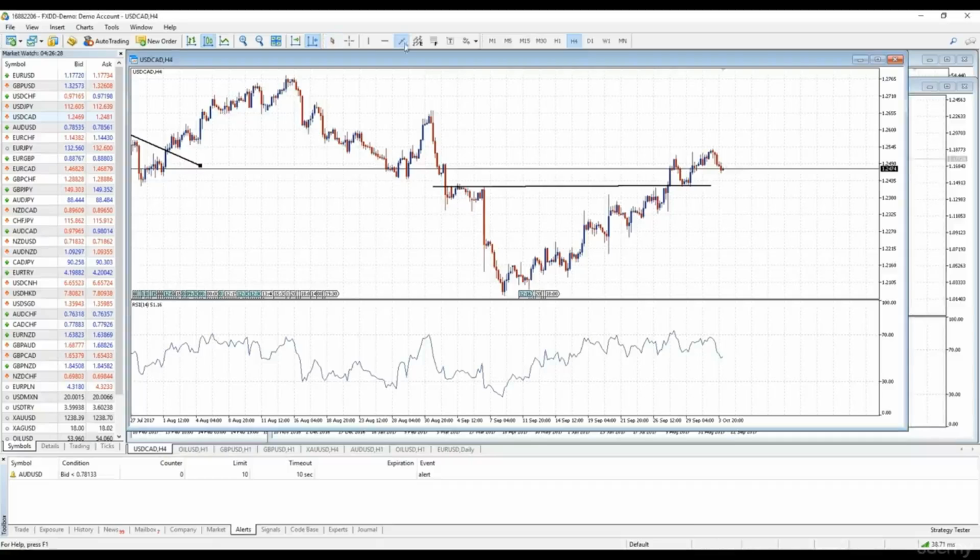So for an example, right now we're taking a look at USD CAD on a 4-hour time frame, and this pair is trading within a bullish trend, and we can see that it made several attempts of breaking lower than these levels, but it was being supported. So this is what support refers to. And resistance is basically the opposite. Resistance can be on the top.